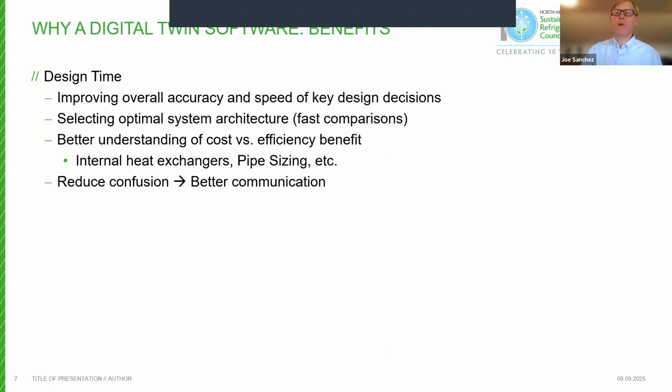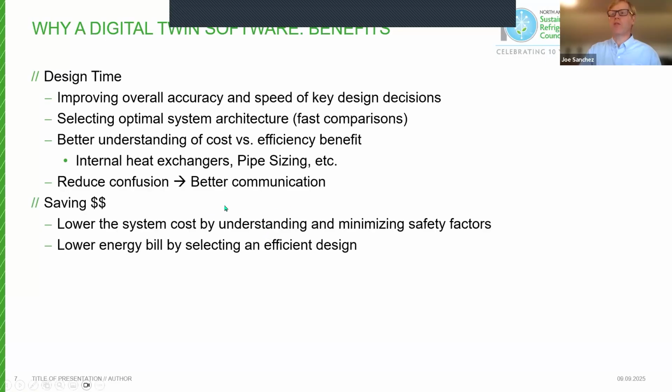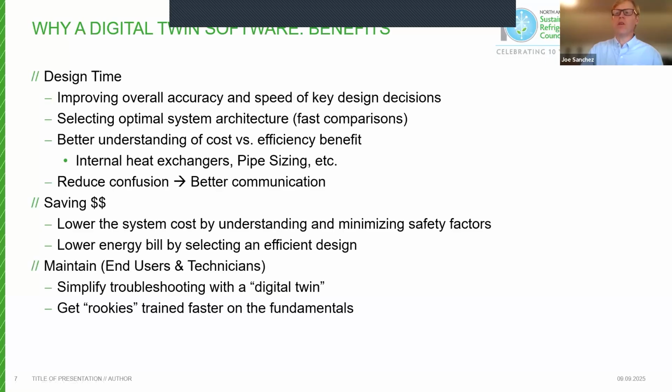So yeah, the benefits of a digital twin are comparable to CAD: improving accuracy and speed, fast comparisons of system architectures, better understanding of cost versus efficiency, especially with heat exchangers, and reducing confusion, with better communication. All of this leads to lowering the system cost and lowering your energy bill. I also think for end user technicians, you can really simplify troubleshooting if you have a digital twin at your fingertips. And I'm also hoping that it could be used to get rookies trained faster on the fundamentals.